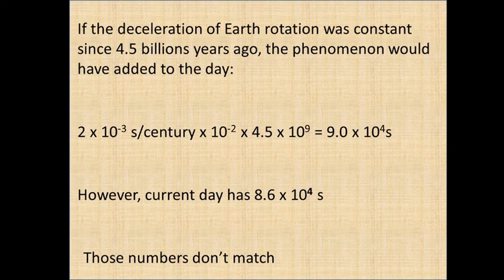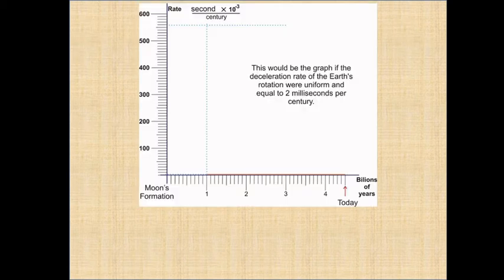And remember, we just forgot that in the beginning, the relationship between Moon and Earth was much stronger. Here we put it on the graph. This would be the graph if the deceleration rate of the Earth rotation were uniform and equal to 2 milliseconds per century. Actually, we didn't go to this red line until the moon's formation. And we will talk about this later in the next video, as if this rate started 1 billion years after the moon's formation.